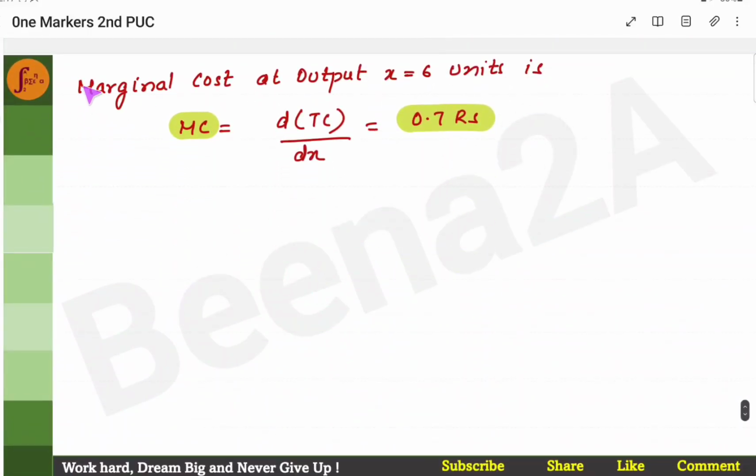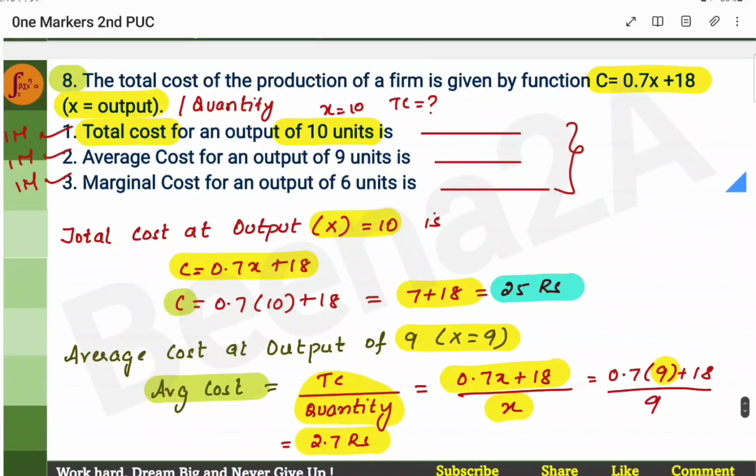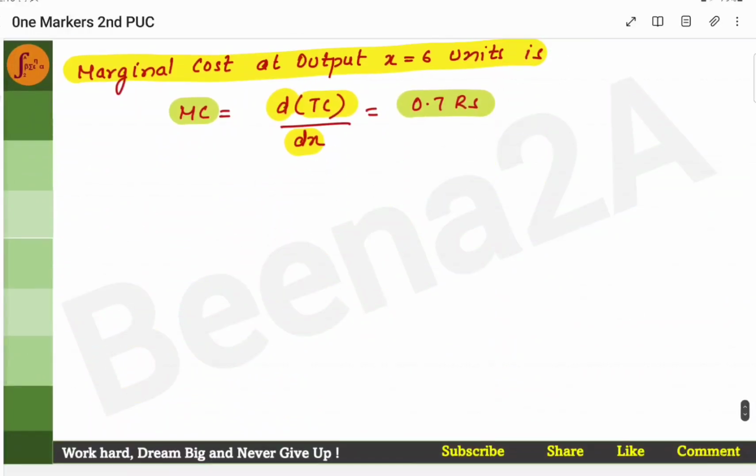Now, third one, you have to find marginal cost at x is equal to 6. What is marginal cost? Differentiate total cost. That is, you have to take this cost function and differentiate. If I differentiate, what will I get here? Simple, right? Derivative of 0.7x is 0.7. Derivative of 18 is 0. So it is 0.7 rupees. Don't forget the units. All the cost will be in rupees. Revenue will be in rupees. So put the unit here.